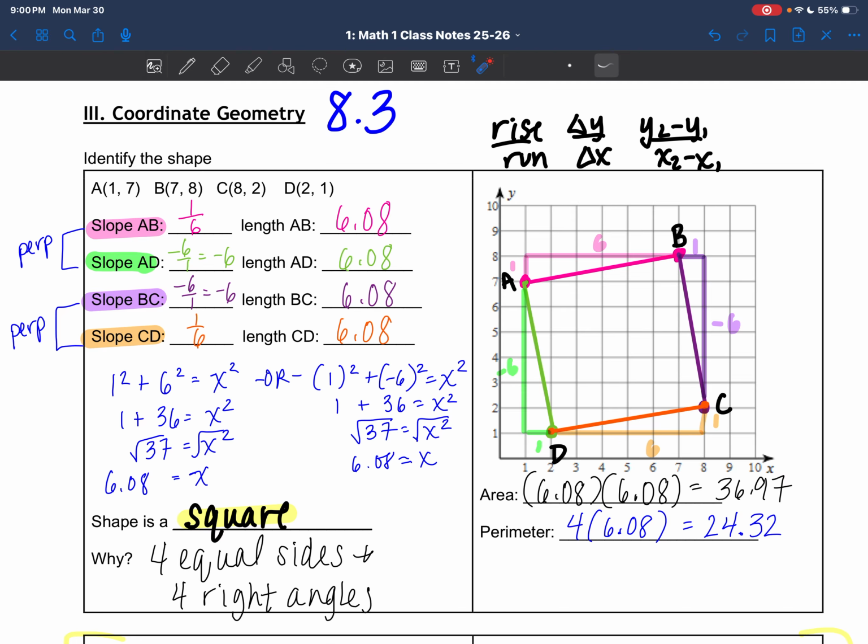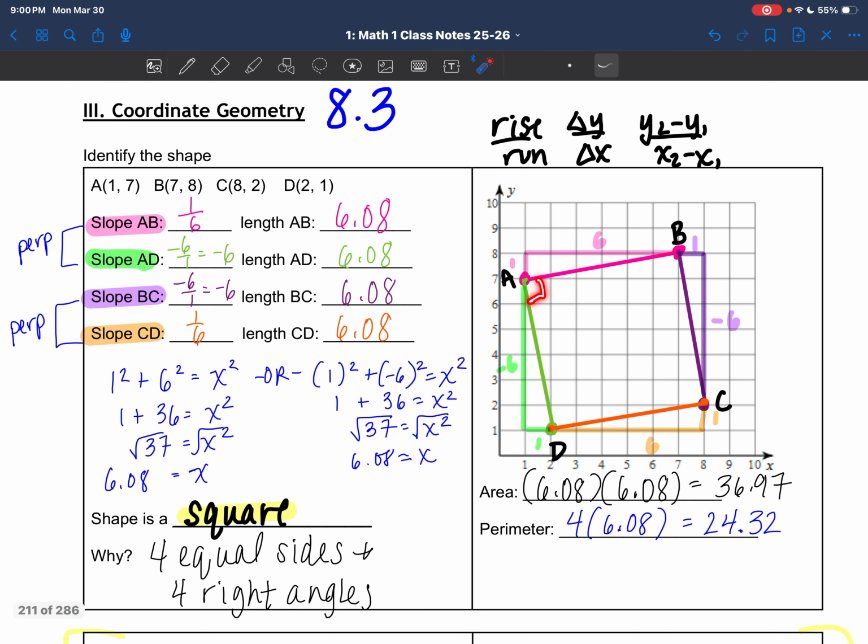And then for C to D, you can go down 1 and to the left 6, which is going to give you positive 1 over 6. So then I know these two are perpendicular, BC and CD, which means it makes a right angle. I know that because we flipped them, and if this were negative, we change the sign to a positive. So these two are perpendicular to each other. If they're perpendicular, that means you have 4 right angles. And all the sides are the same, so that means that this must be a square. We said 4 equal sides and 4 right angles.